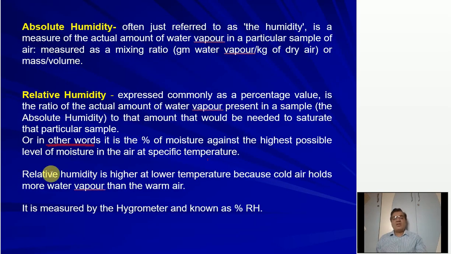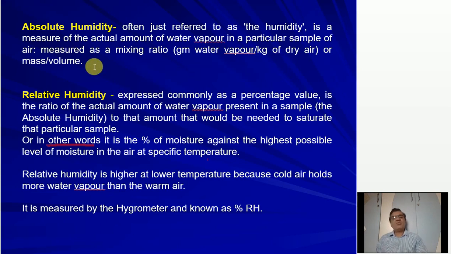there are two terms which you have to understand according to the revised code. One is absolute humidity and the second one is relative humidity, because the equations given by the code have coefficients that depend on relative humidity. Well, what is absolute humidity? It is just referred to as the humidity, and it is the measure of the actual amount of water vapor in a particular sample of air, measured as a mixing ratio. So it is gram of water vapor per kg of dry air, or mass upon volume.